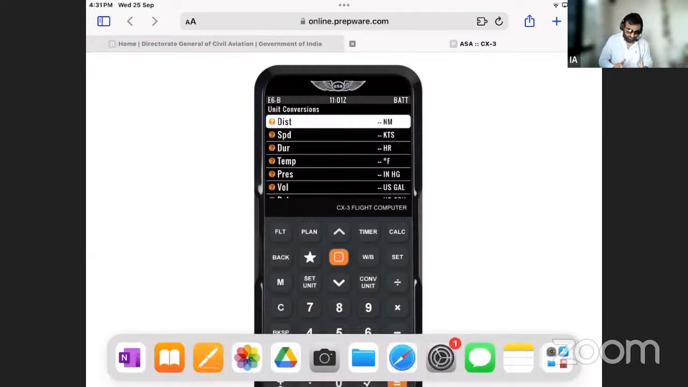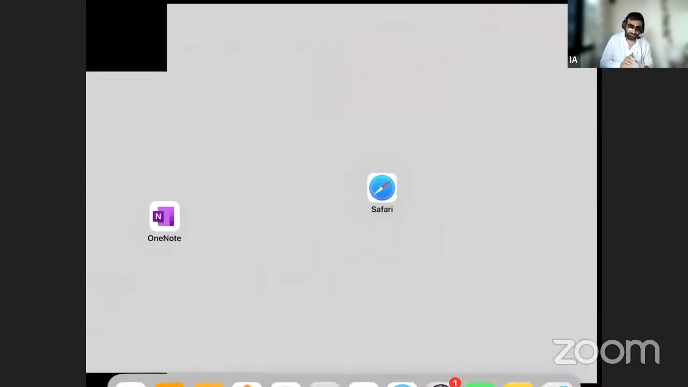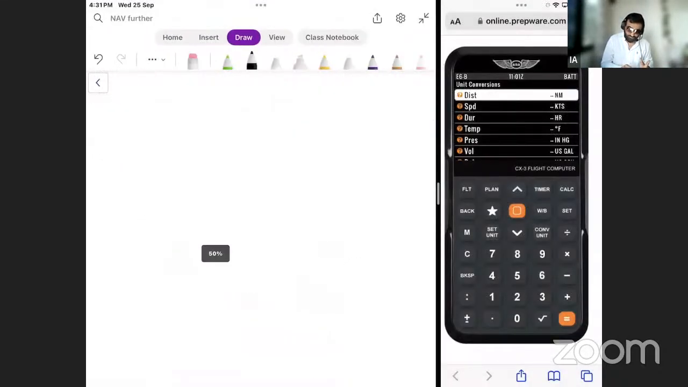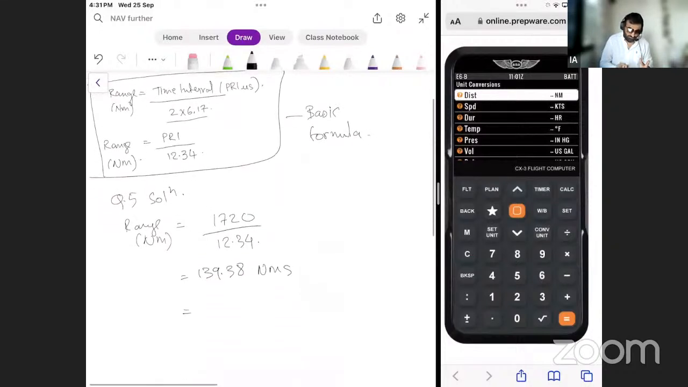Let's see if I can do a double screen here at least. Yeah, luckily we can. Okay. So my distance is in nautical miles. So I'll enter 139.38. I'll just press enter to get a green tick.